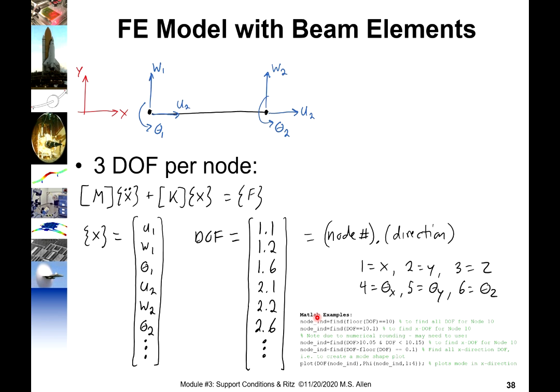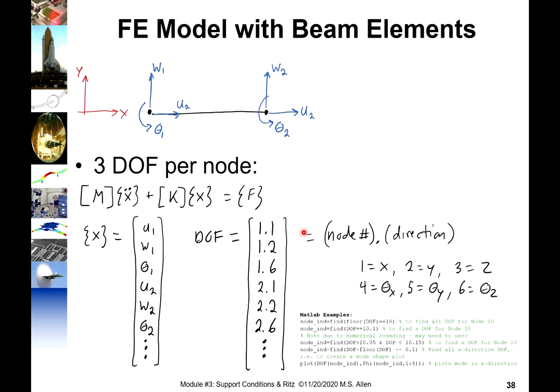Here are some MATLAB code examples. For example, if we wanted to find the 3 DOF associated with node 10, we could use this command. If we did DOF equals 1 on this vector, we would get 1, 2, 3, telling us that the first 3 indices in DOF or in X are the displacements of interest.